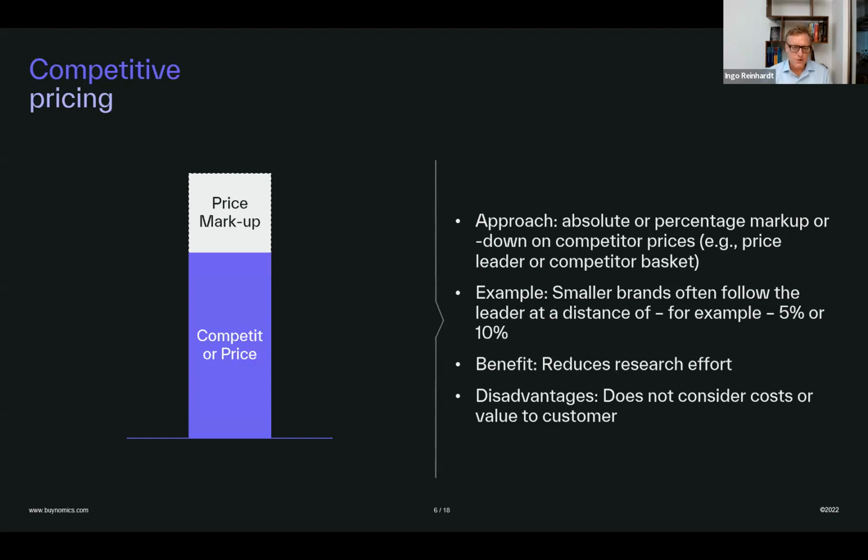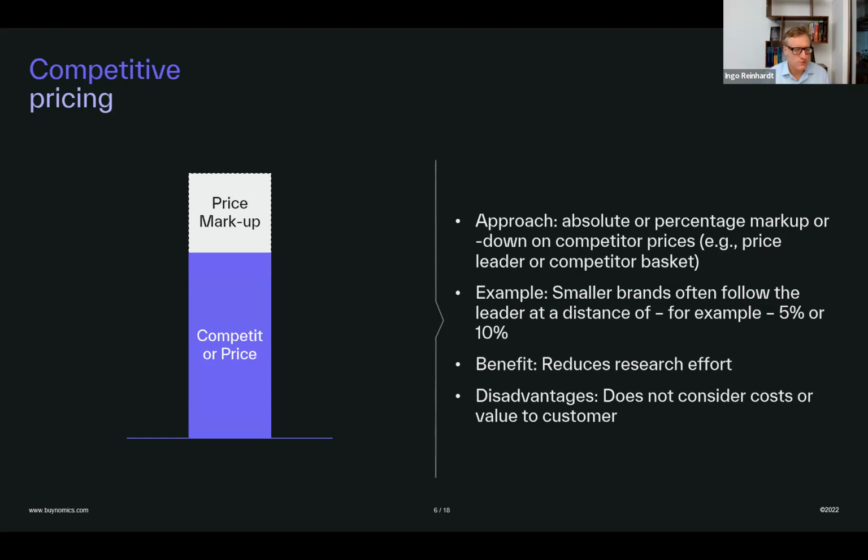It makes sense for all the smaller ones to base their pricing on that price leader, or a competitor basket of, let's say, the three biggest competitors in the market, and then say, okay, we want to be 5% or 10% above or below that market price, depending on how companies see themselves in terms of quality relative to the competition. And it has, of course, clear advantages.